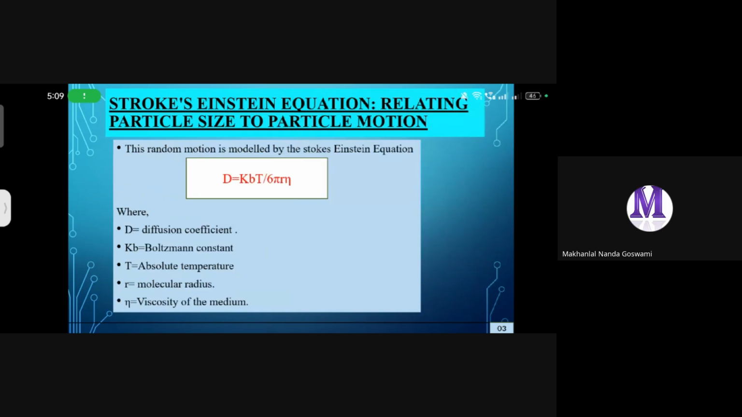Moving ahead, here comes the Stokes-Einstein equation, which relates particle size to particle motion, or gives the relationship between Brownian motion and particle size. It is given below: D equals kBT by 6 pi r eta. Where D is the diffusion coefficient, kB is the Boltzmann constant, T is absolute temperature, r is the molecular radius or hydrodynamic radius, and eta is the viscosity of the medium.